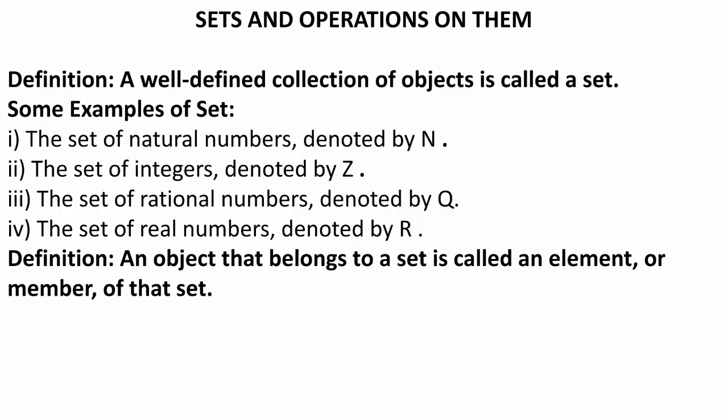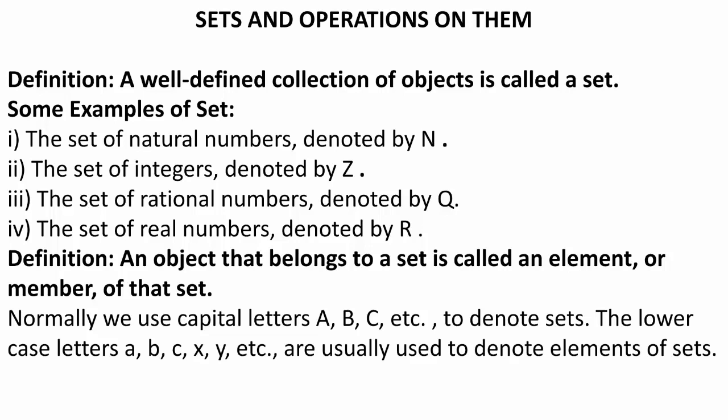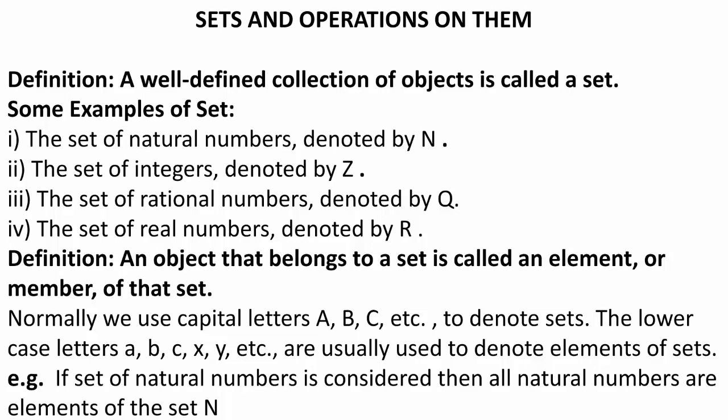An object that belongs to the set is called as element or member of that set. Normally, we use the capital letters for denoting sets A, B, C, etc. And the lowercase letters small a, small b, small c, x, y, etc. to denote the elements of the set. For example, if the set of natural numbers is considered, then all natural numbers are elements of the set N. That is 1, 2, 3, and so on. These are the elements of the set N.